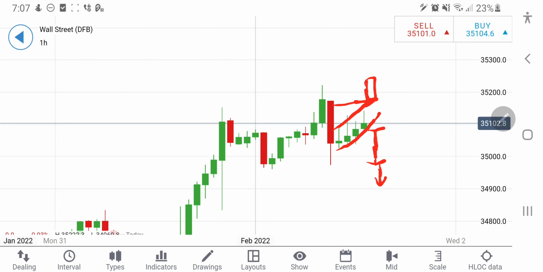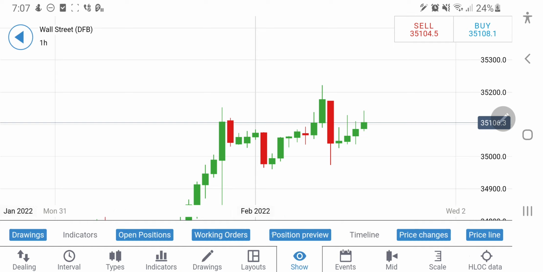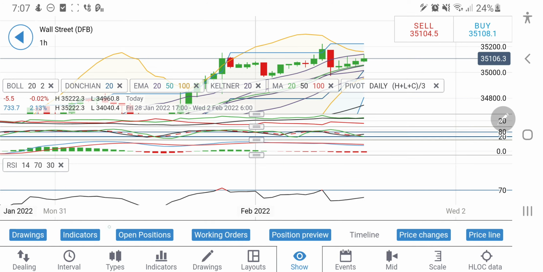However, till the time it remains above 34,970, definitely we can expect it to rise. Below 34,970 only I will recommend you to consider this as a little bit bearish, where it can drop towards 34,900 or so levels. Now let's have a look at the indicators.